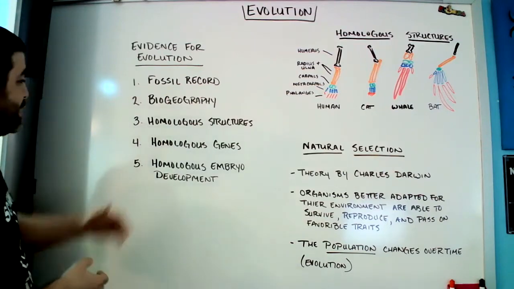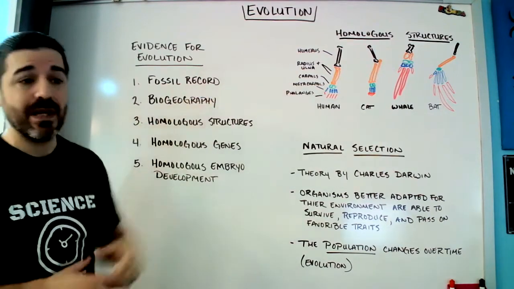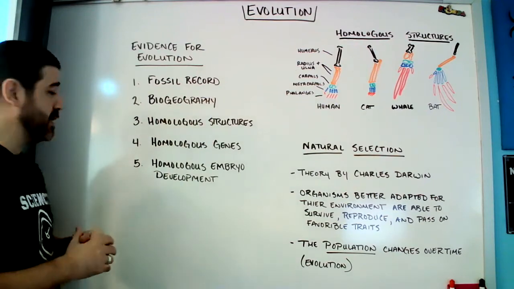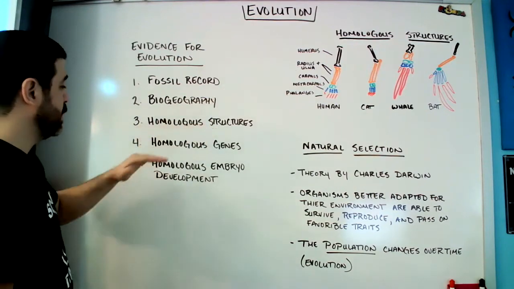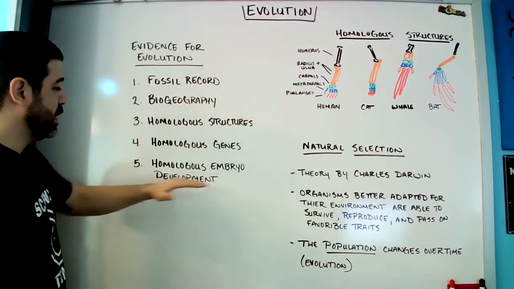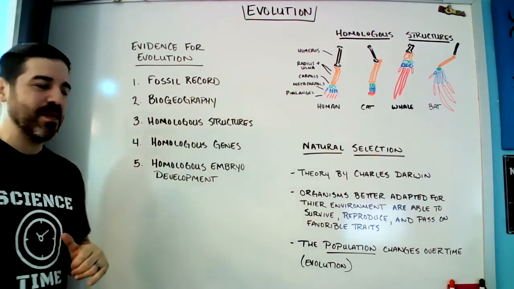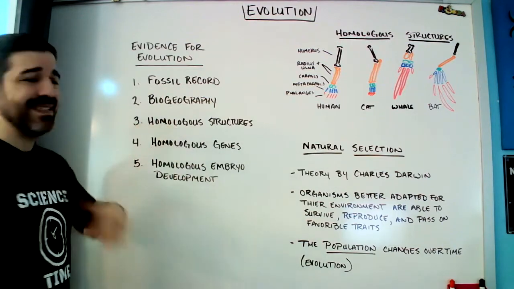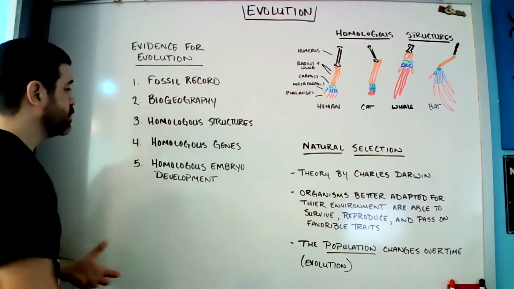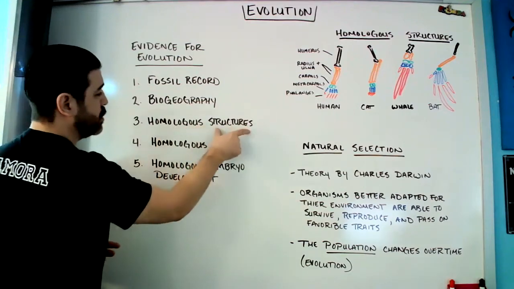And then we move into things like homologous structures, which I've included a diagram over here. We're going to dig into that one a little bit deeper. But homologous structures, as well as homologous genes and homologous embryo development. Notice the homologous term there showing up 3 times. Homologous means same or similar, right? So we're talking about similar structures.